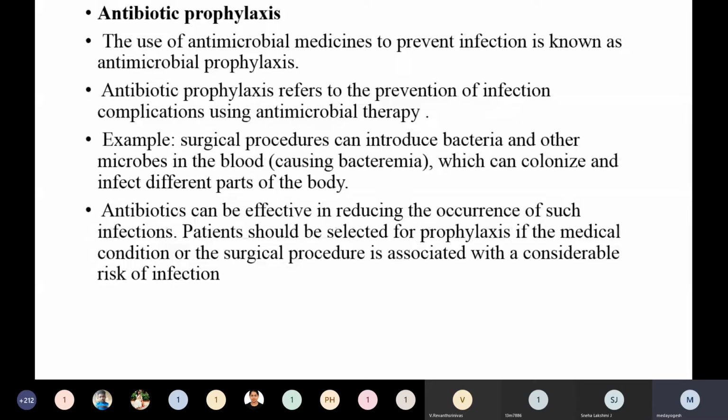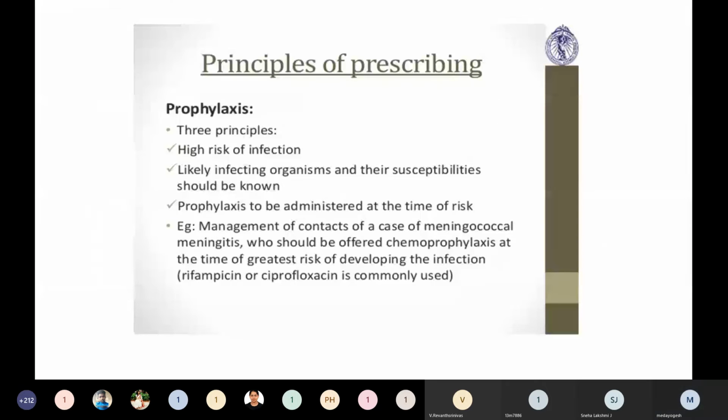Then how will you select the patient? Patients should be selected if the medical condition or the surgical procedure is associated with a higher risk of infection. What are the 3 basic principles you should know whenever you are giving prophylaxis? Number 1, the high risk of infection. You should be aware of the likely infecting organism and their susceptibility, and prophylaxis is to be administered at the time of risk.